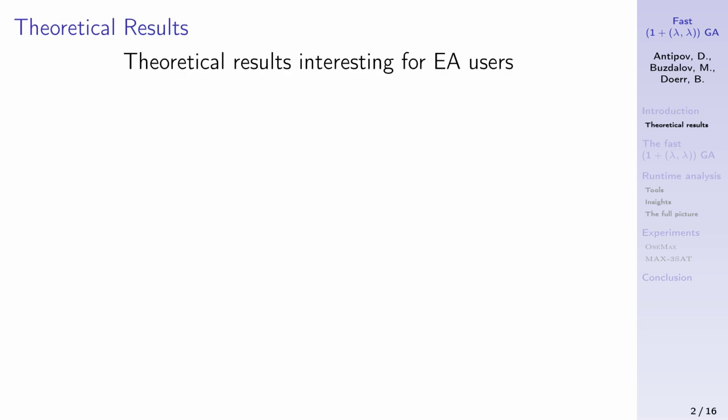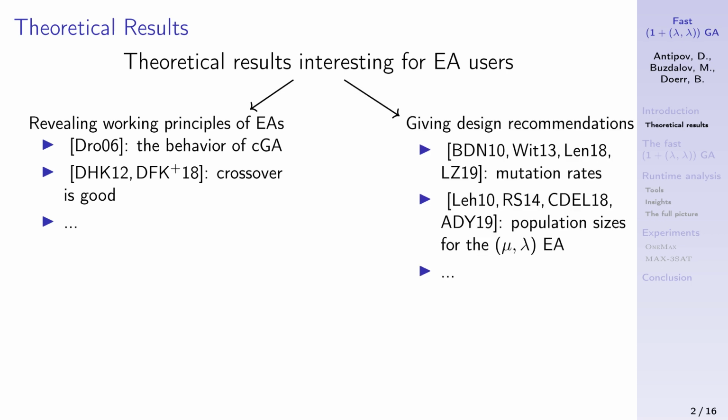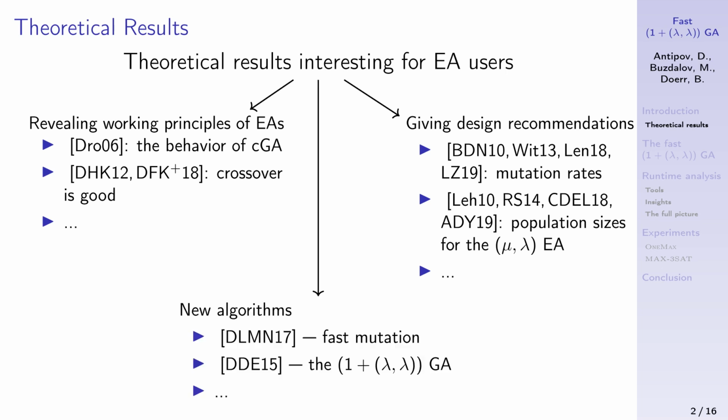Let's start with a discussion of the theoretical results from the point of view of the regular EA user. They can be divided into three groups. The first one reveals some working principles of the EAs and helps the user to understand how to use the algorithms. The second group gives some design recommendations, like how to set up the mutation rate or the population sizes.